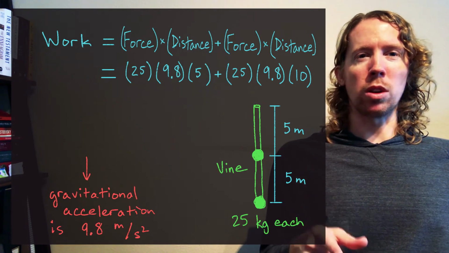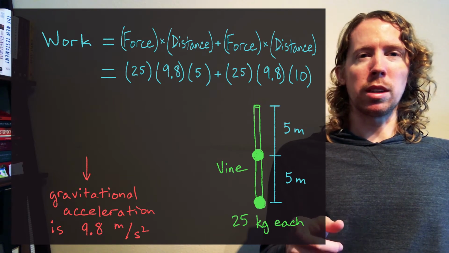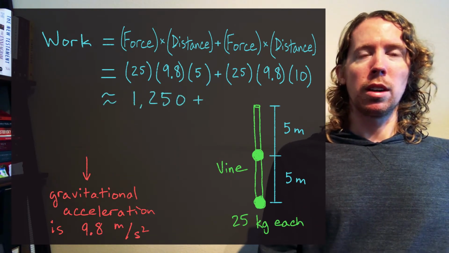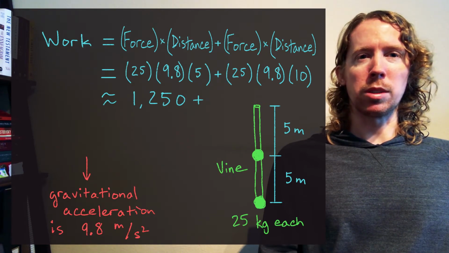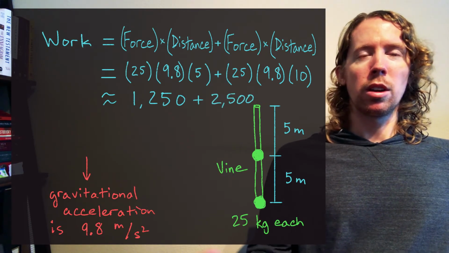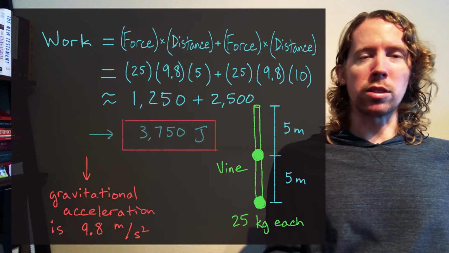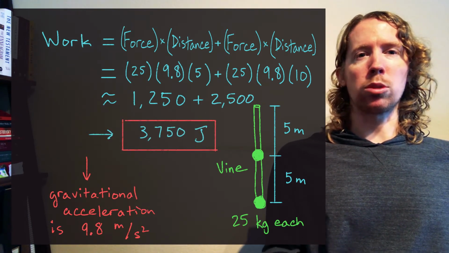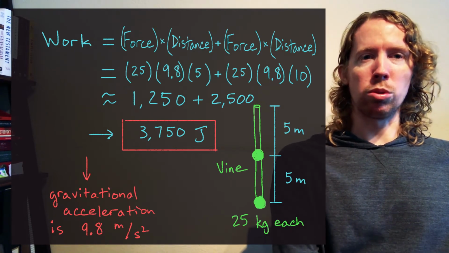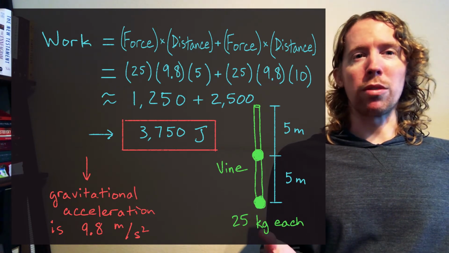25 times 5 is 125. So times 10 is 1,250. And then for the second piece, we'd have 25 times 10 times 10. So that's 2,500. You add those together, you get 3,750 joules. That's a better approximation to the actual work than the 5,000 joules was. It's still pretty rough though.